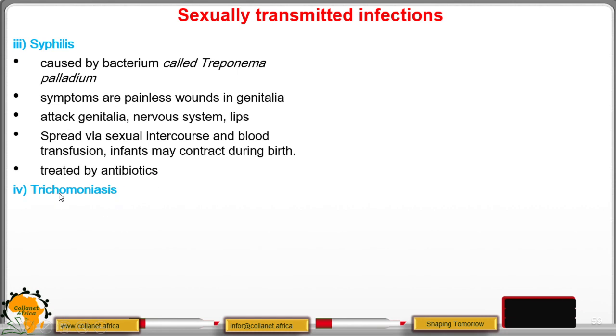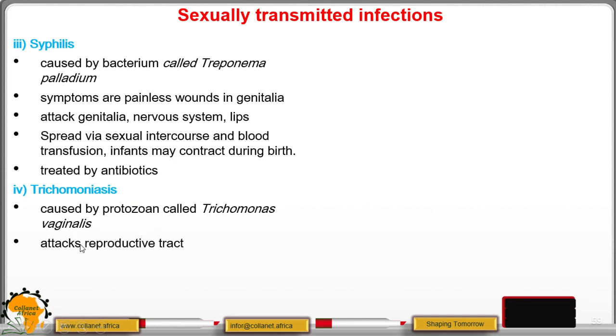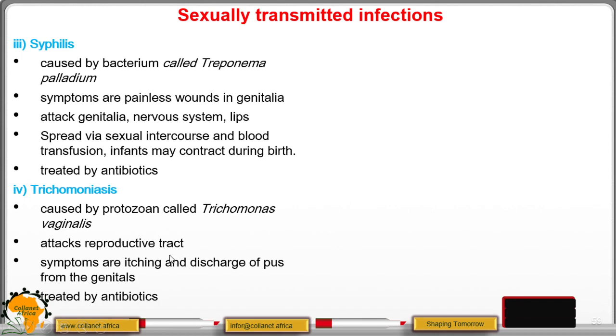We have another one called trichomoniasis. This one is caused by a protozoan called Trichomonas vaginalis. This one attacks the reproductive tract. The symptoms include itching, so one feels to scratch around the vagina, and there is discharge of pus from the genitals. It is treated by administering of antibiotics.